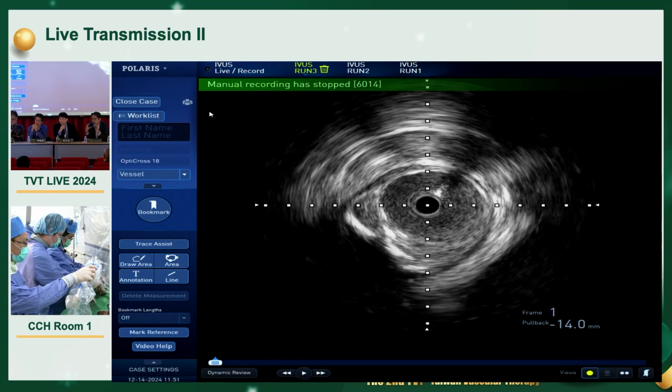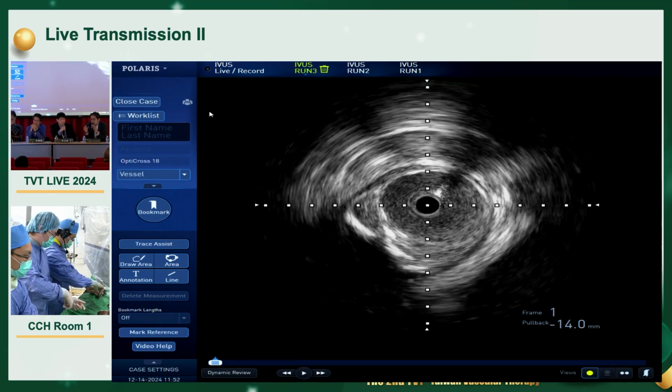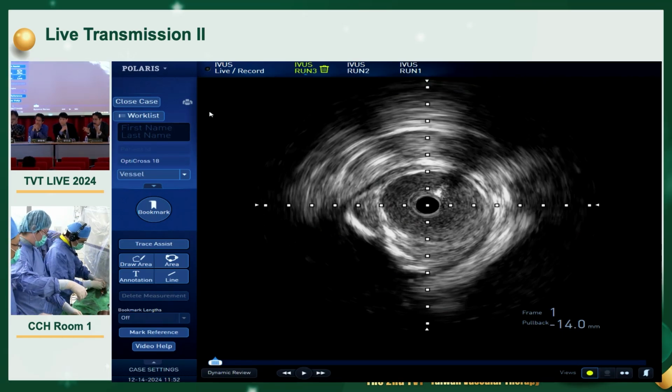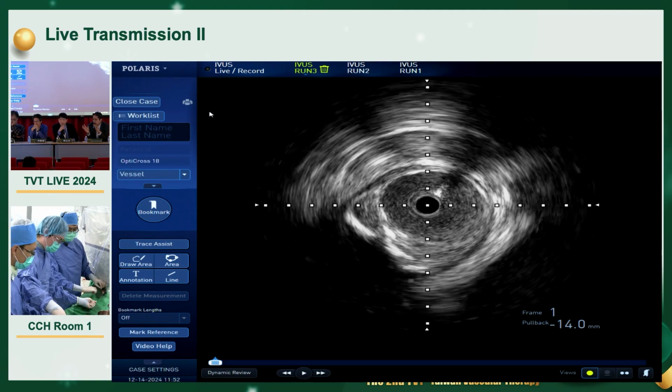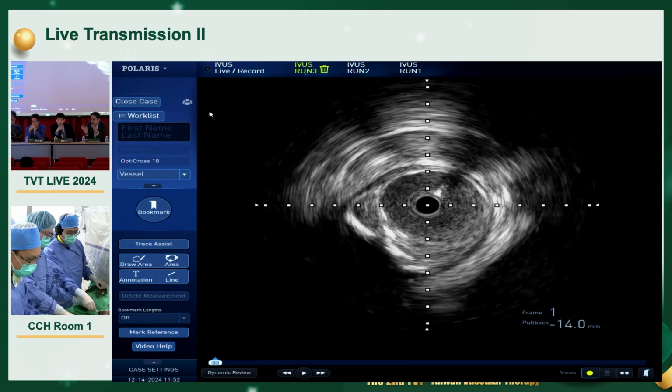I want to comment about this IVUS. The patient not too much about the calcify, but thrombus and fibro plaque. I think the selection device for atherectomy is important. Okay. Maybe like Rotarex, I think we can use.